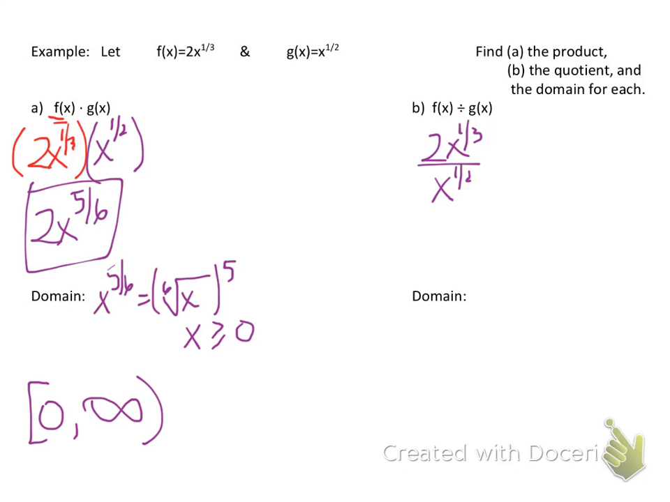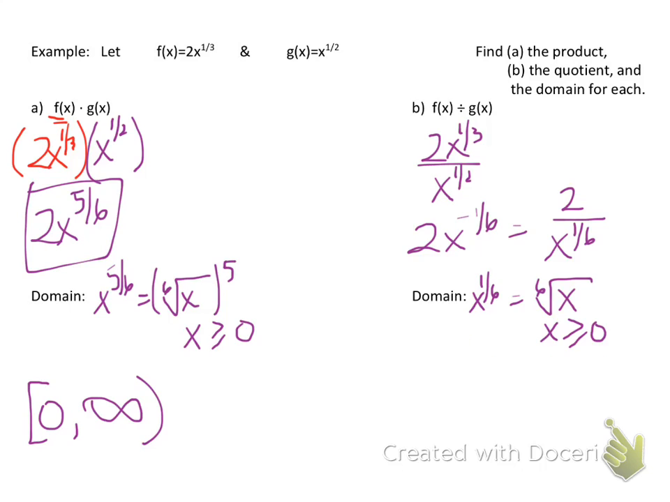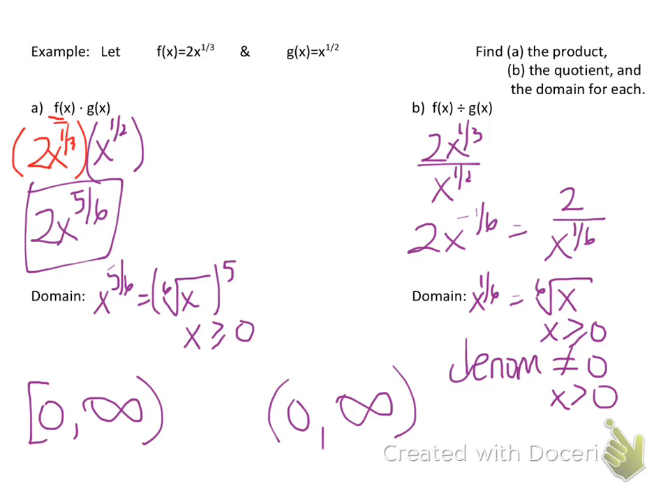When we divide our functions, remember that we can subtract our exponents, so we get 2x to the negative 1/6. Remember that the negative 1/6 is on only the x, so we need to take care of our negative exponent. It'll be 2 over x to the 1/6. And for our domain, like we did in the last problem, our x has to be positive, but also remember that our denominator cannot be equal to 0. So in this case, our x has to be strictly greater than 0. So we're going to use a parenthesis on the side of the 0 because it's not included, up to infinity.